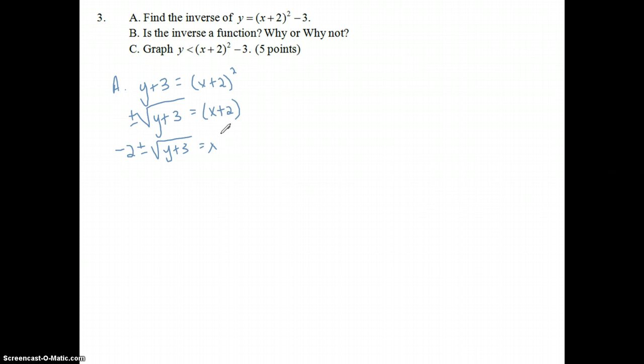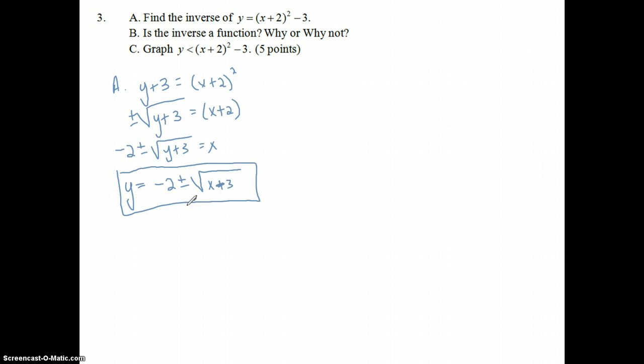So now that I solved for x, I can just flip the x and the y's. So y equals negative 2 plus or minus the square root of y plus, oops, not y. I just said switch it. What am I doing? Come on. x plus 3. All right. And there is your inverse.